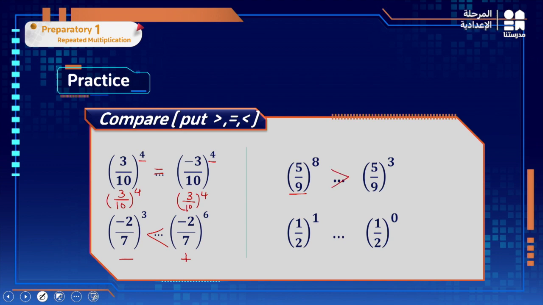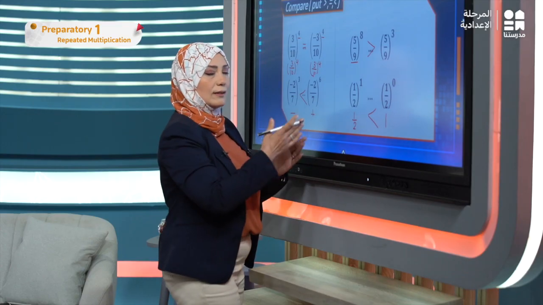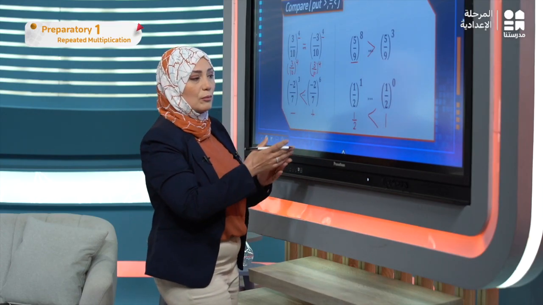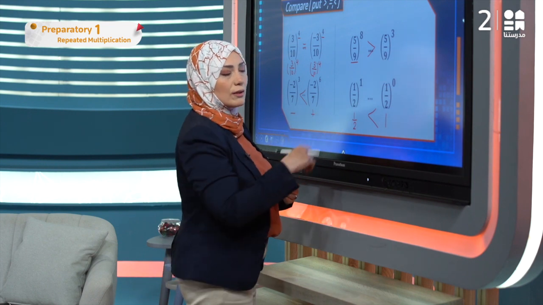Then the last one, 1 over 2 to the power of 1 and 1 over 2 to the power of 0. To the power of 1, we write it just one time, no need to repeat it. And any number to the power of 0 is 1. So which number is greater, half or 1? Of course, 1 is greater than half. If you have 1 and half of anything, banana for example, the half is smaller than 1.